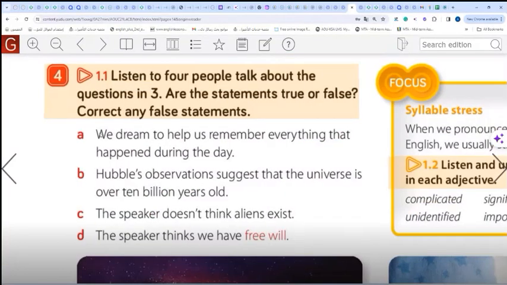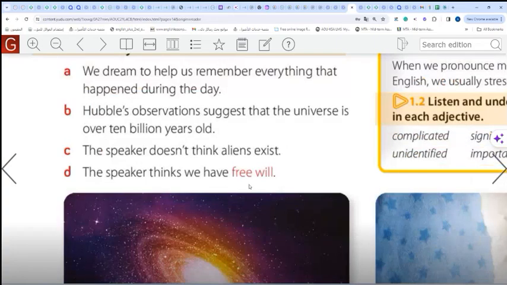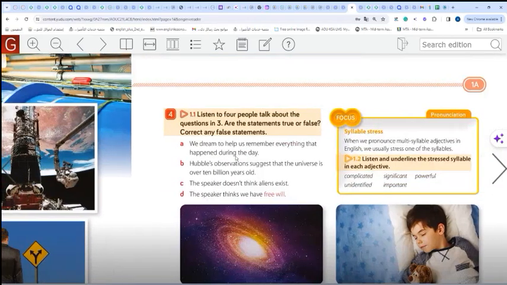So, let's read first. We dream to help us remember everything that happened during the day. So don't listen, just read. Number B, Hubble's observation suggests that the universe is over 10 billion years old. Number C, the speaker doesn't think aliens exist. Number D, the speaker thinks we have free will. And here we have 2 photographs that could help you understand these statements.